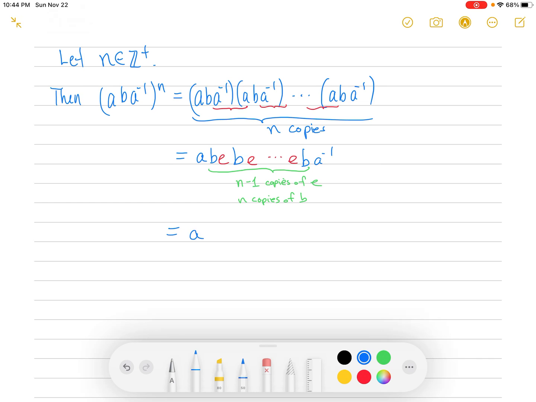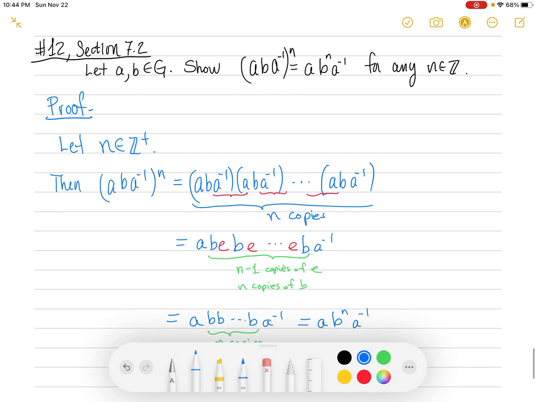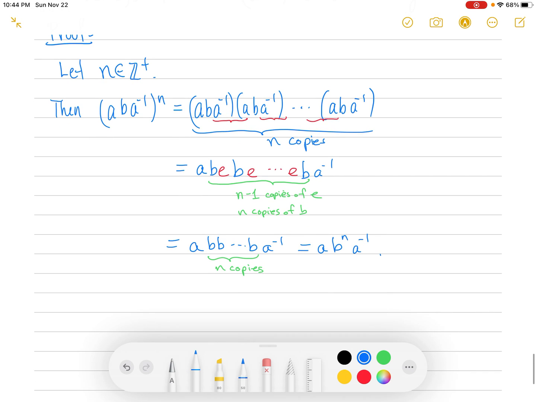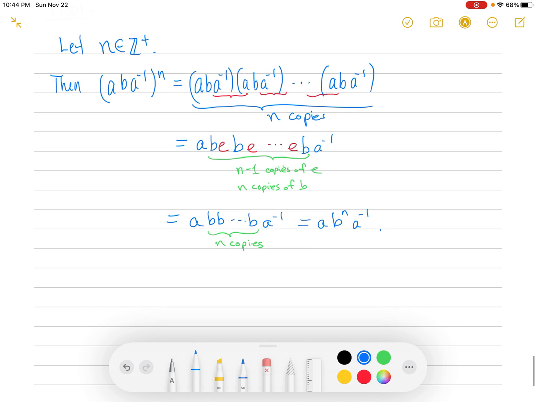Now the E's, when you multiply the E's by the B's, you're going to get a bunch of B's. You're going to get A and then a bunch of B's and A inverse, but there's still N copies of B. In other words, we can call that A B to the N A inverse. That's what we wanted to get, right? So that does it for the positive integer case.